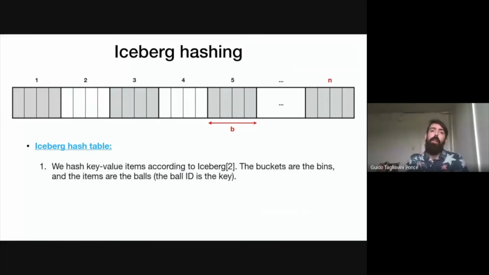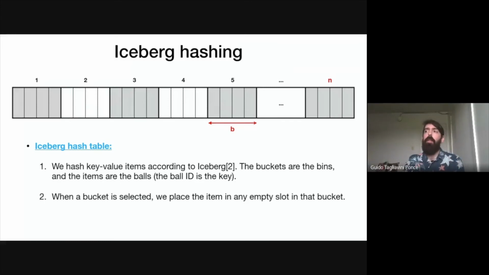When we want to insert a new element, we hash the key value item according to Iceberg 2. The buckets are the bins, and the items are the balls, and the ball ID is the key of the element that we're trying to insert. At this point, we use Iceberg 2 as a black box and let it do its work. When it selects a bucket, we place the item in any empty slot in that bucket. And if the bucket is full, well, we have failed, and we have to rehash all the elements.